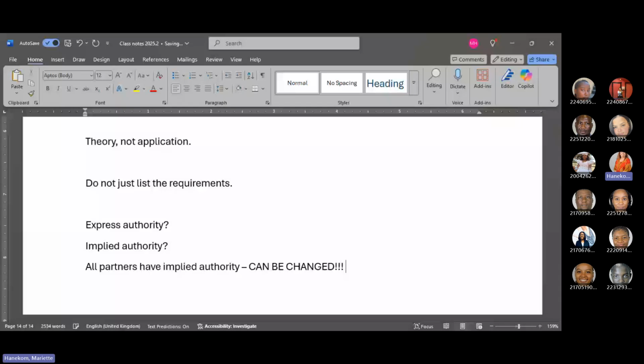And if there's no implied authority, if it has been changed, and this contracting partner acts contrary to the provisions of the partnership agreement, then there is no implied authority. If something has been taken away from you, you don't have it anymore.